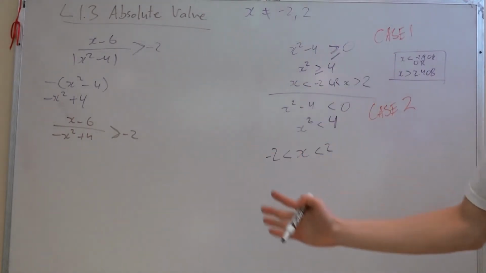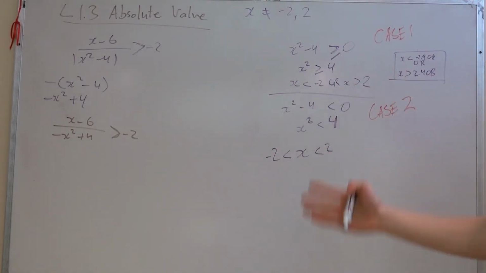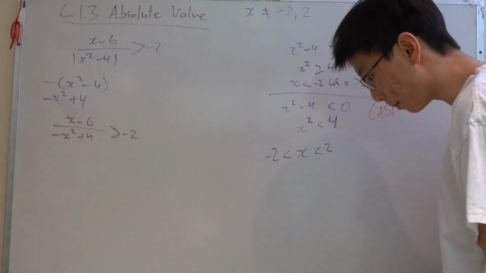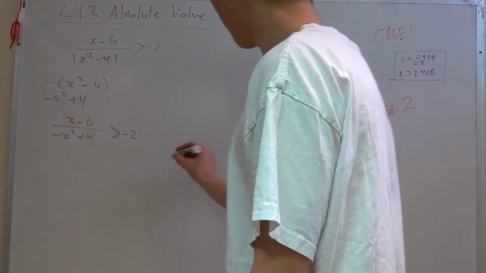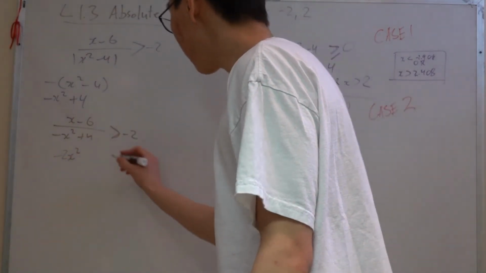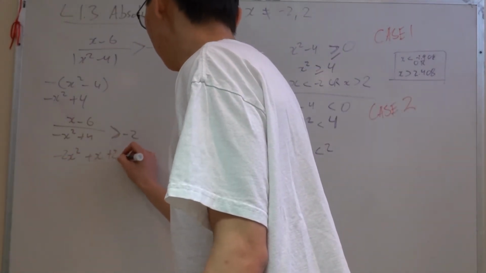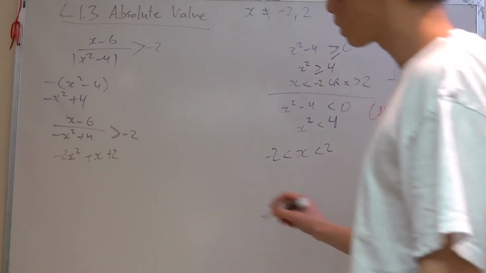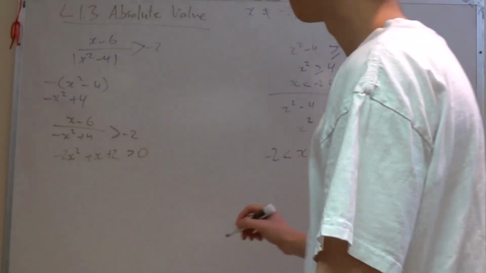Now this one, I've done the first one for you. I want you to go through this and make sure we end up at the right answer. I'm not going to go through all the steps. It's going to save us a good bit of time. But eventually you should get negative 2x squared plus x plus 2, and you want this to be greater than 0.